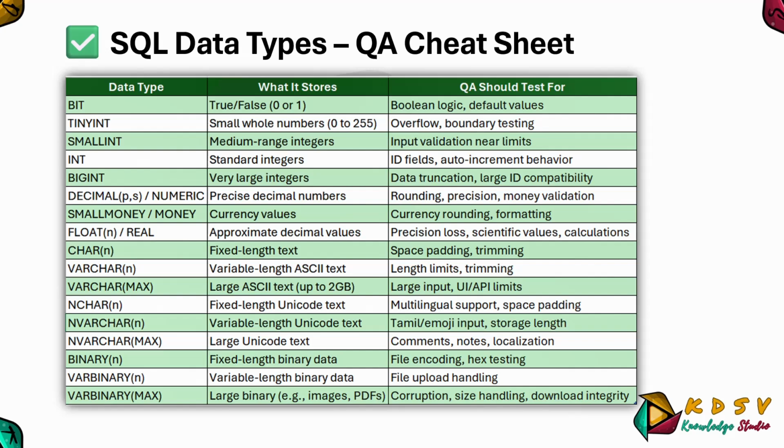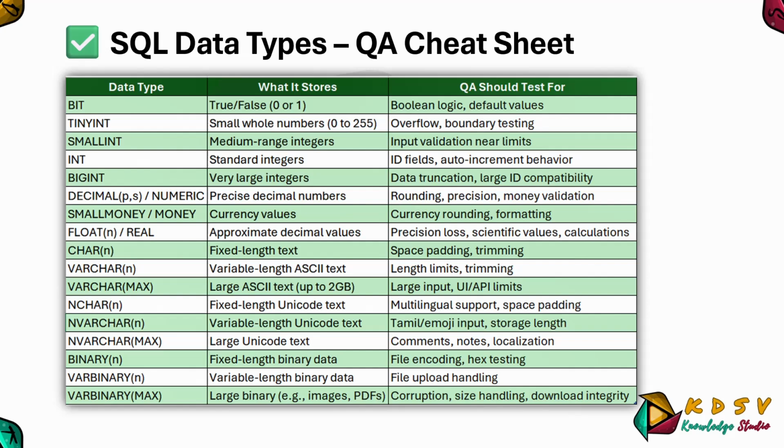And decimal or numeric, these are precise decimal numbers. Here we need to make sure that rounding and money validations are going correctly. And smallmoney or money, these are where currency values are stored. So when it is currency, we need to make sure that rounding and formatting everything is correct.